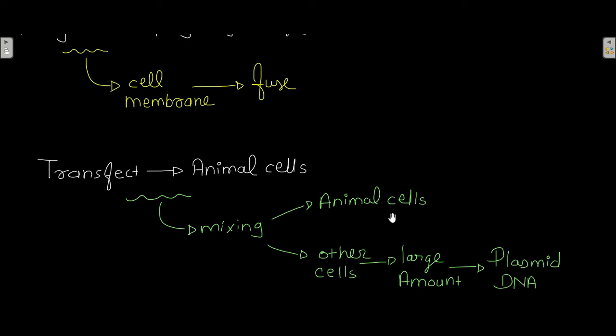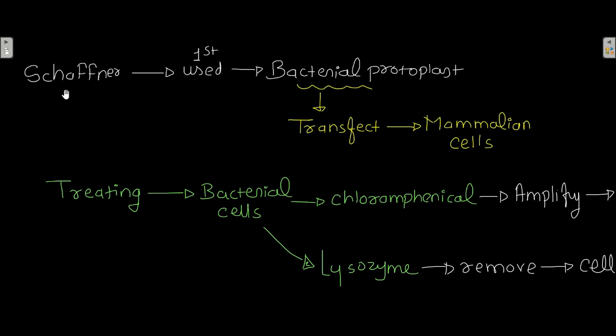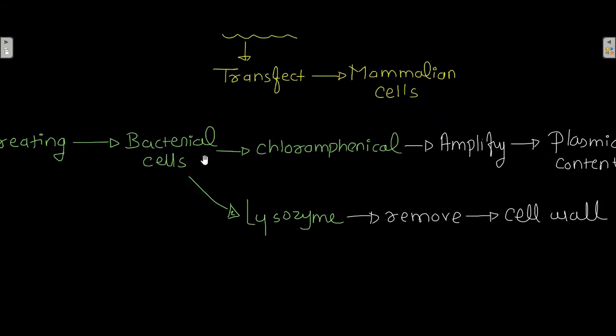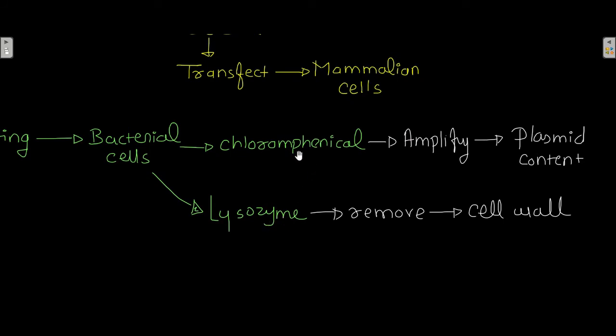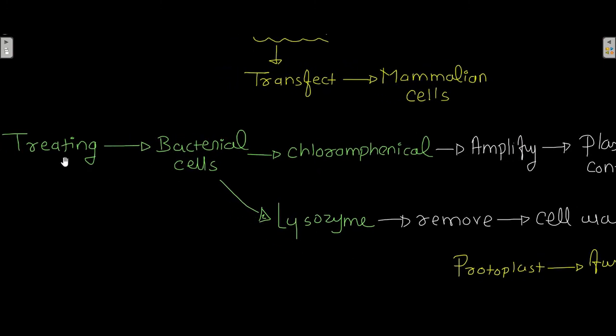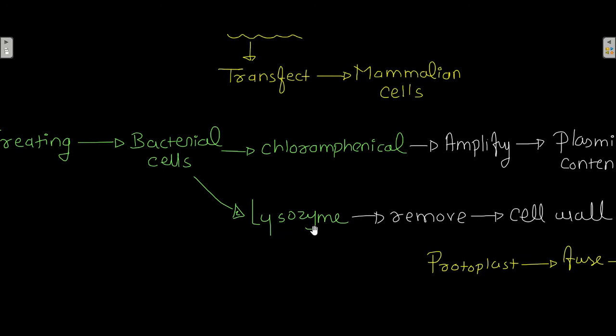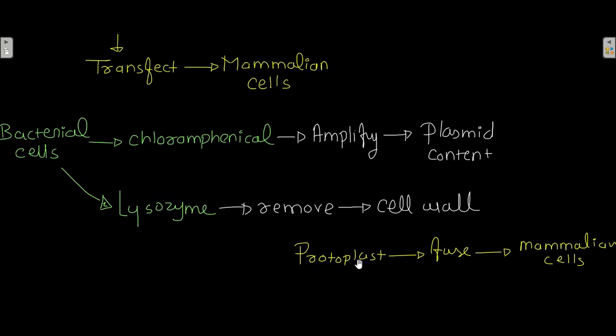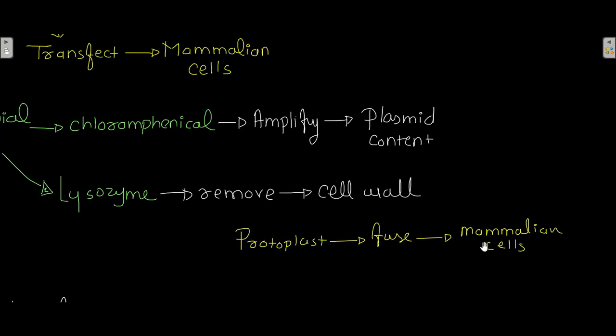Now the scientist Schaffner first used bacterial protoplasts to transfect mammalian cells. He used bacterial protoplasts to transfect the mammalian cell by treating the bacterial cells with chloramphenicol and lysozyme. He used chloramphenicol to amplify the plasmid content, and lysozyme to remove the cell wall. So he treated the bacterial cell with chloramphenicol and lysozyme, and then the protoplast of this bacterial cell was induced to fuse with the mammalian cell, and that is how the process went.